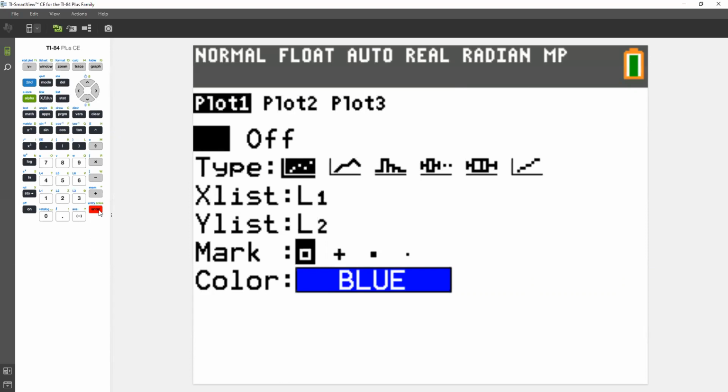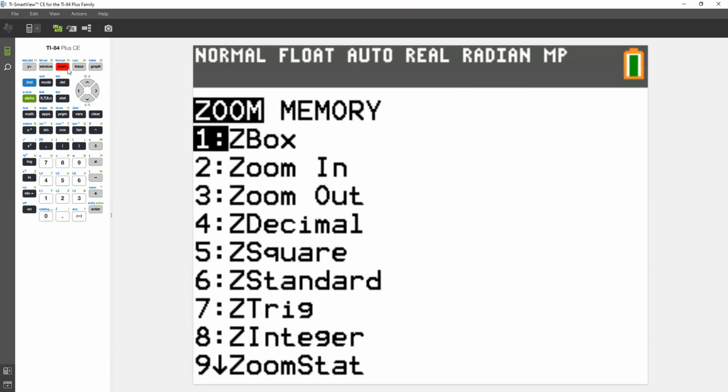Now we want to graph it. So we're going to hit zoom. Zoom is in the top upper middle. And now we want to go down to number 9, which is zoom stat. We want to go down to zoom stat.